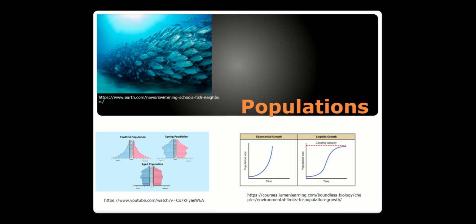Well, today we're going to discuss populations. And you can see a population of fish right on this title slide. Also, down in the left-hand corner, we have some age structure pyramids and diagrams, which we use more with human populations. We'll get into that on the next slideshow. Here we're going to be discussing more about what we call exponential growth and logistic growth.